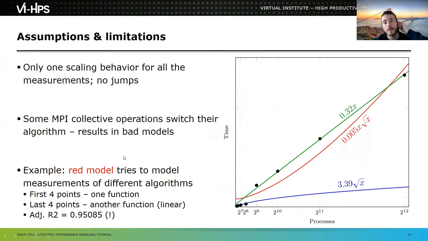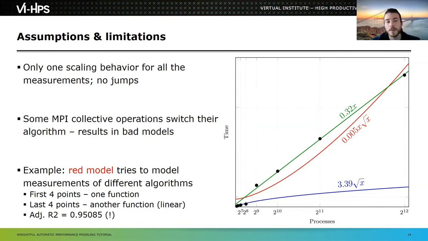XRP relies on a few assumptions and limitations. First of all, only one scaling behavior for all the measurement points. The problem, of course, is that we are very much bound to the information that we get from our conducted performance measurements. So if there are, let's say, jumps or bumps in this performance behavior, as we can see here on the right side, it becomes really hard to identify the scalability trend.